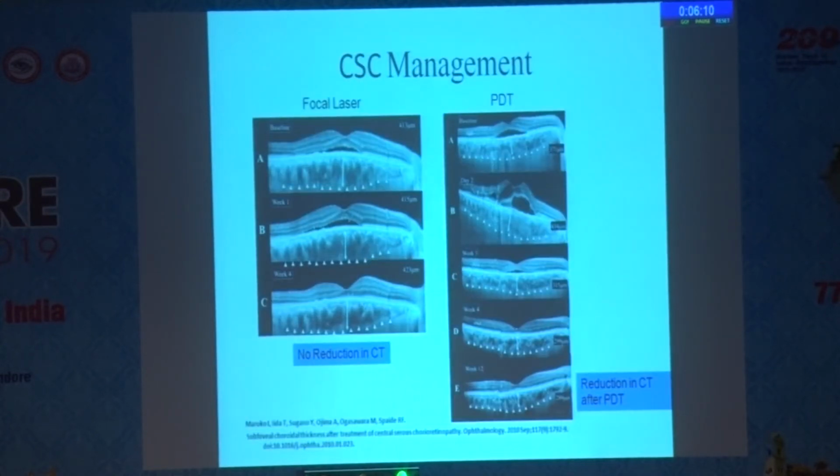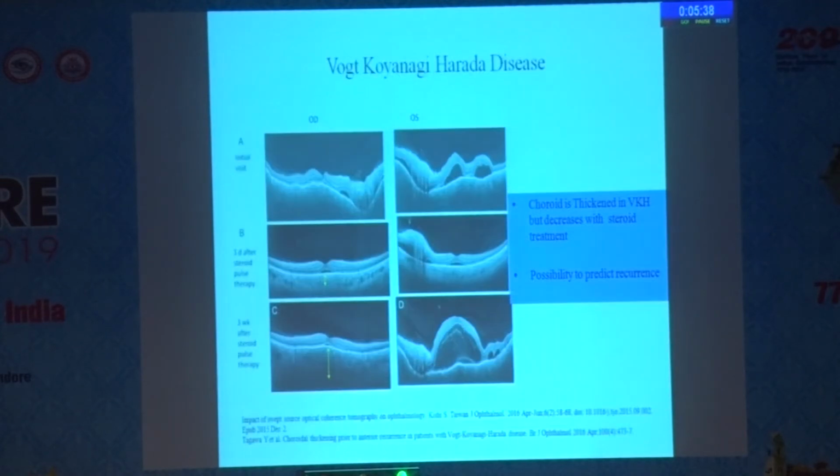Furthermore, in CSC management, right from the concept and understanding up to the management, choroidal imaging has really helped us, and we have learned a lot. For example, if you see this particular patient, after focal laser you can see a quite thick choroid, and the choroidal thickness doesn't change. While after PDT, you can see the choroidal thickness goes down further. So we could understand that both treatments work in different ways, and PDT could be a better option in treating this in the long term.